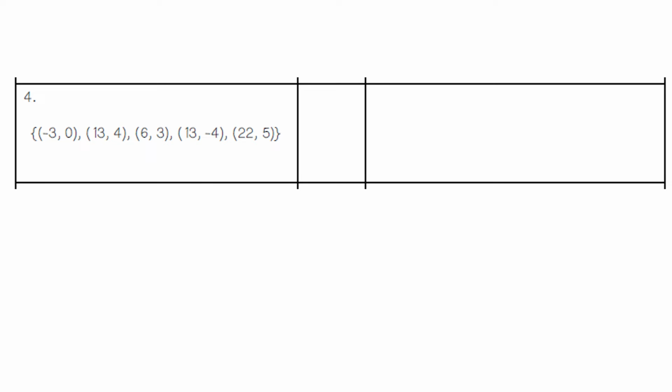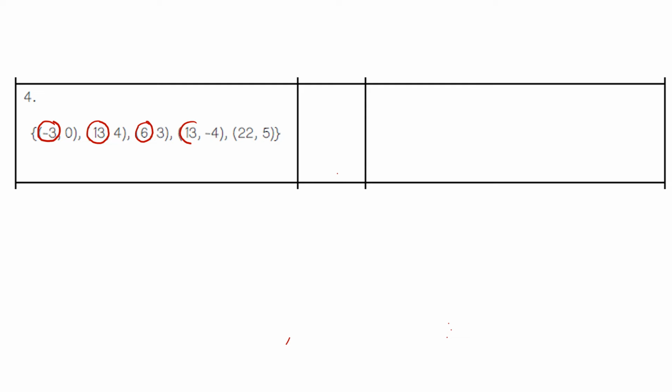For number 4, we have a set of points. When we have a set of points, we're looking again at only the input values, which are the x values. So that's the first number. So if I go through and circle the first number in each grouping, we're going to compare them and see how many times each grouping and each number is used.